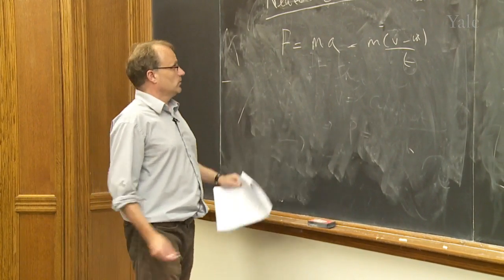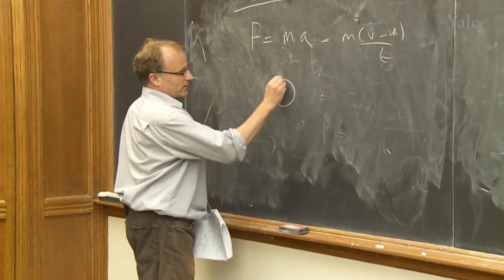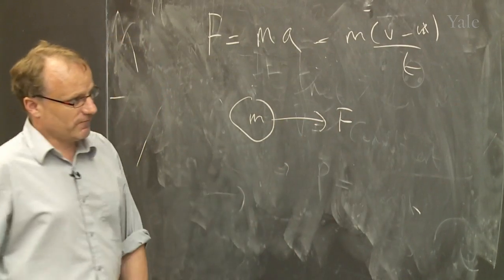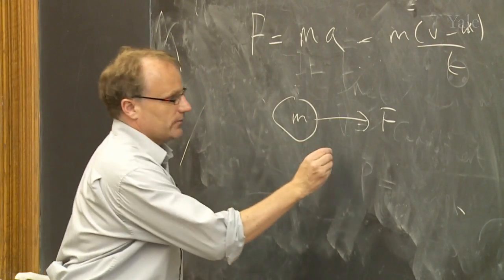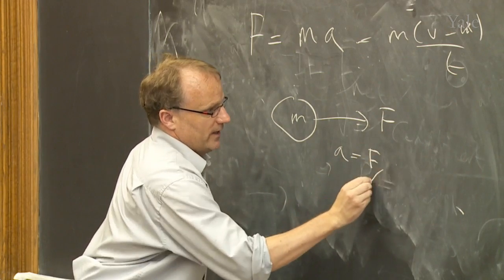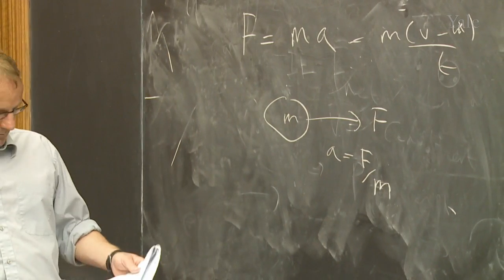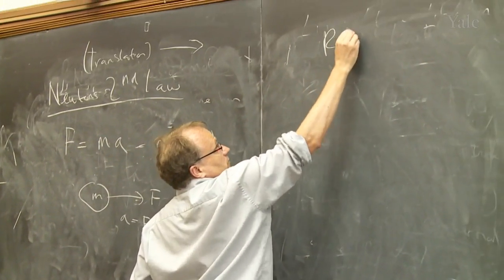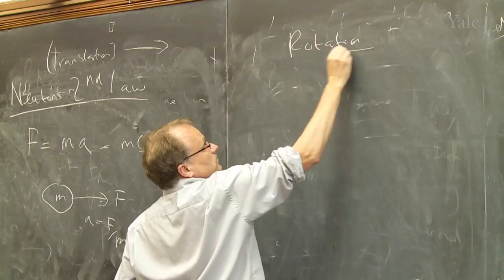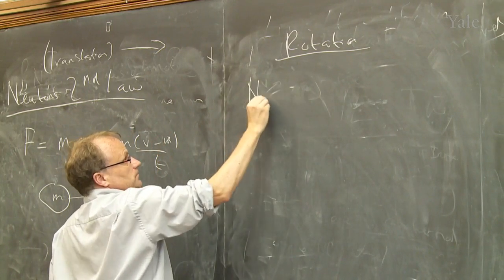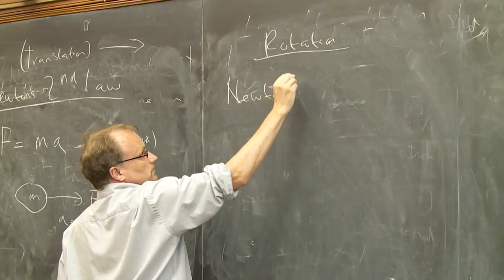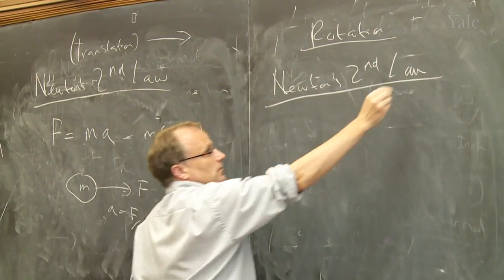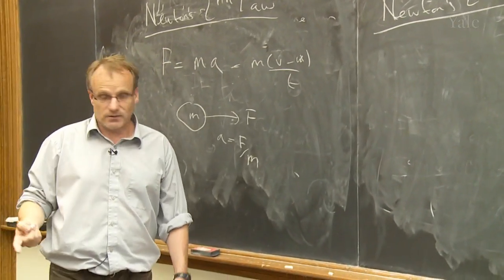So Newton's second law just says that F equals ma. We take a mass, we apply a force F to it, or we pull it, then it will accelerate. The acceleration will be given by F divided by m. Now, for rotation, we're going to be talking about torques, and we're going to talk about angular momentum, aren't we?